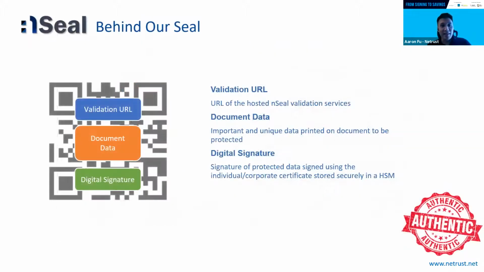And if you're wondering what's behind this NCU QR code, very simply, there is a validation URL which actually points you to our NCU validation server. This NCU validation server would do the digital signature verification. It also contains some document data where we have the unique or important data that's being encrypted and stored in this QR code. And the digital signature is also put in this QR code, which will actually be verified by our validation servers. And that's all I have.